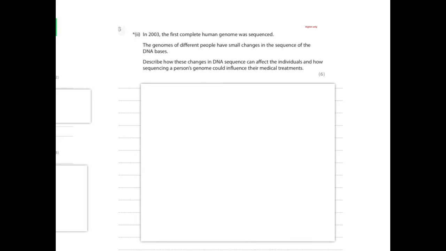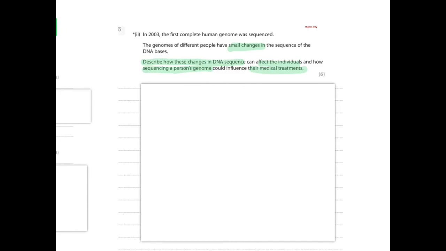In 2003, the first complete human genome was sequenced. That means we mapped out the position of every gene that makes a human. The genomes of different people have small changes in the sequence of the DNA bases. These are called mutations. Describe how these changes in DNA sequence can affect the individuals, and how sequencing a person's genome can influence their medical treatments. So how can sequencing a person's genome influence their medical treatments? This is a multi-layered question. We have to deal with this part first, then talk about this part here.